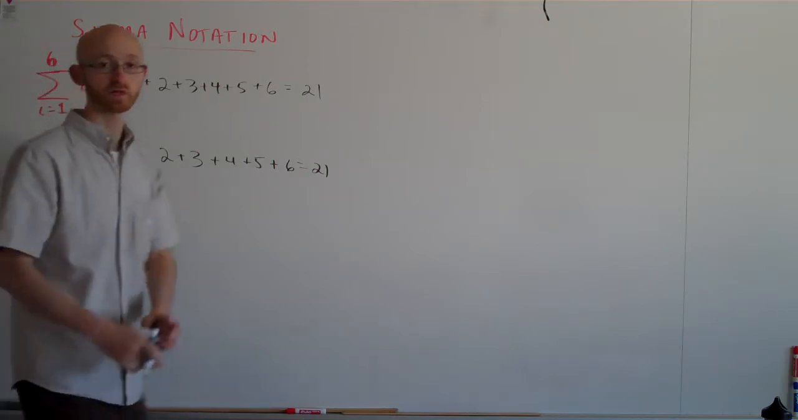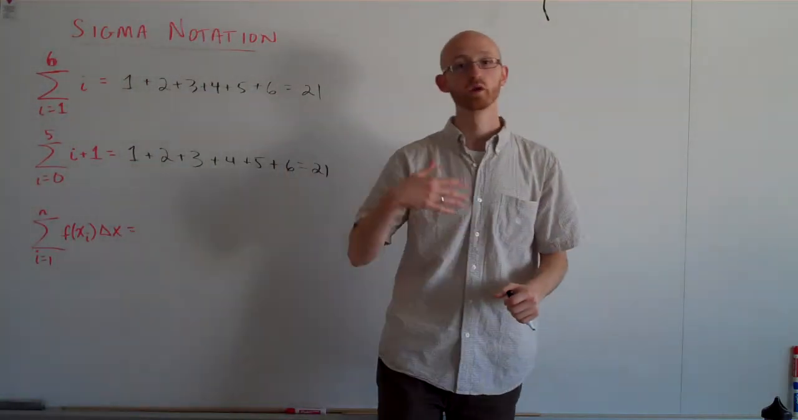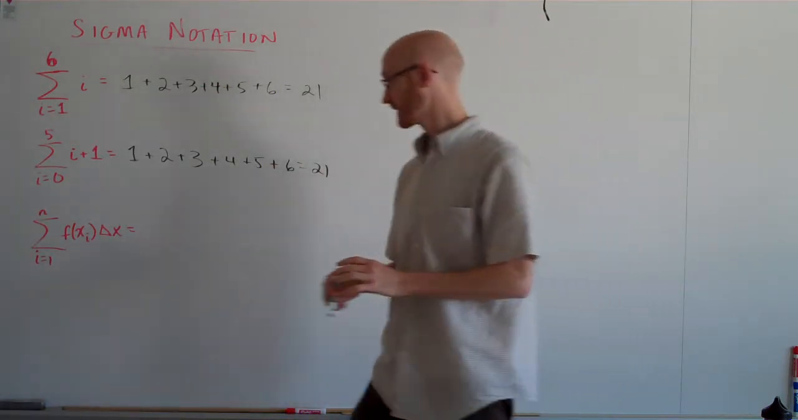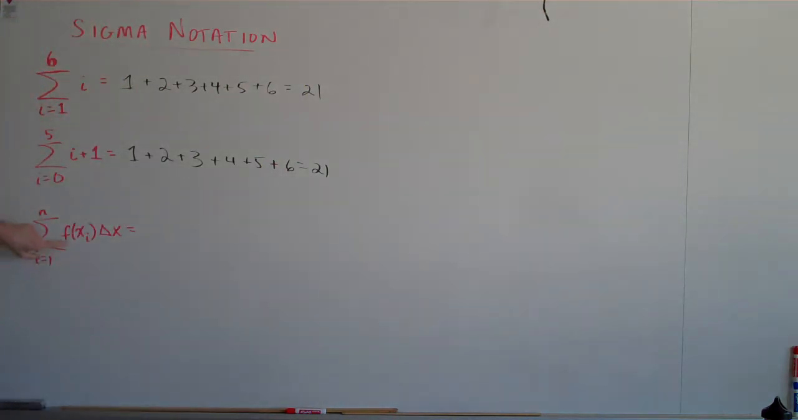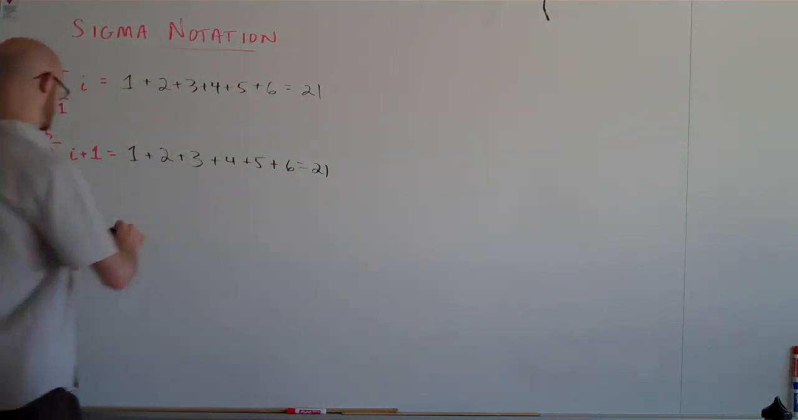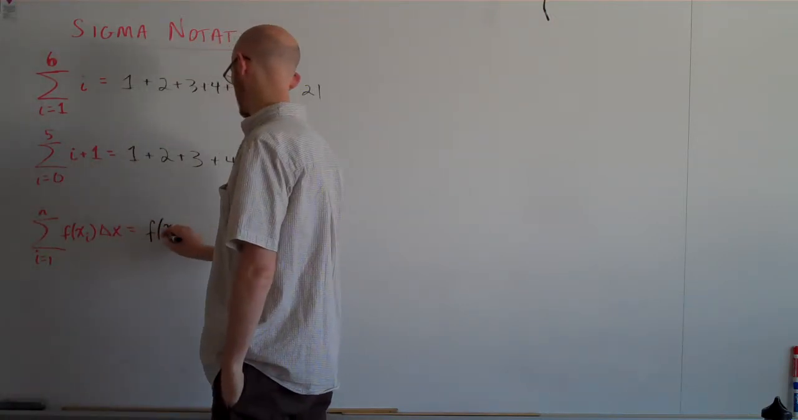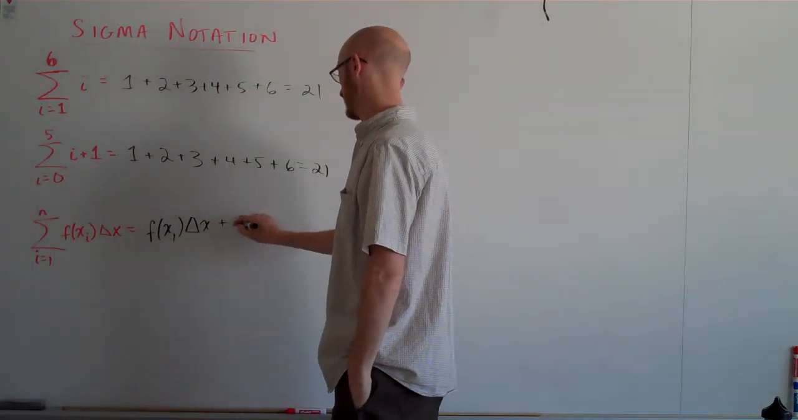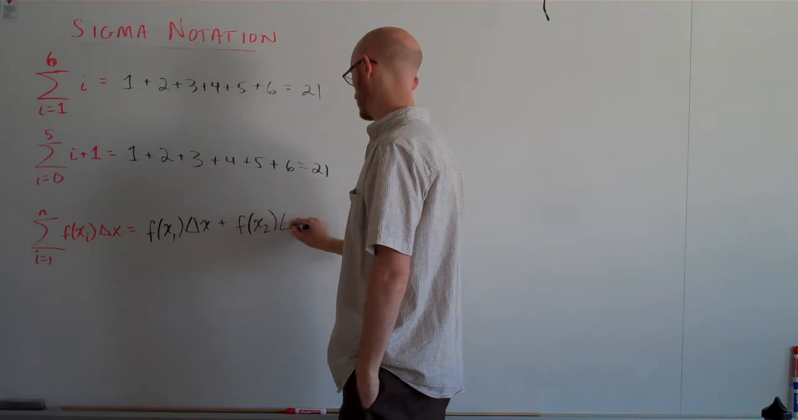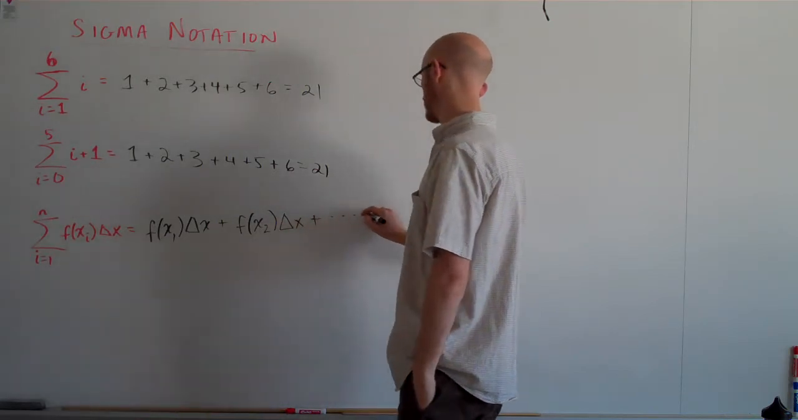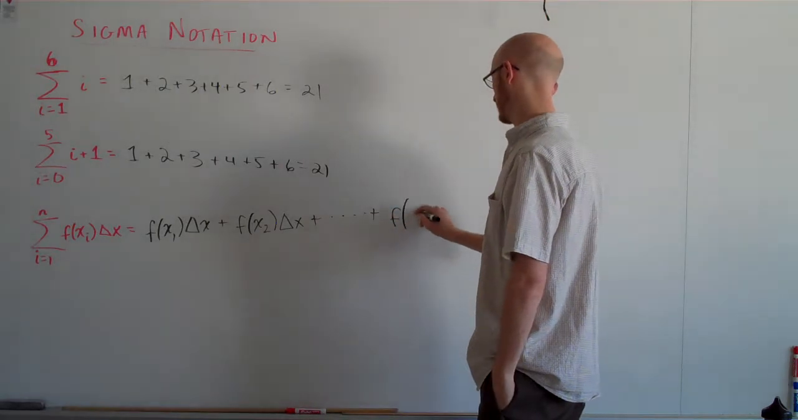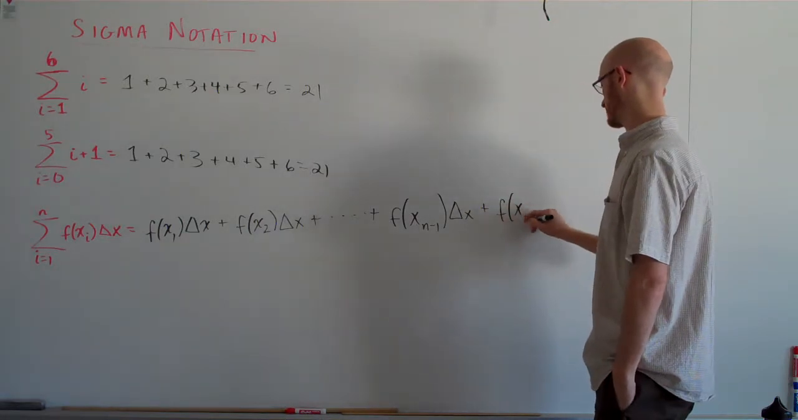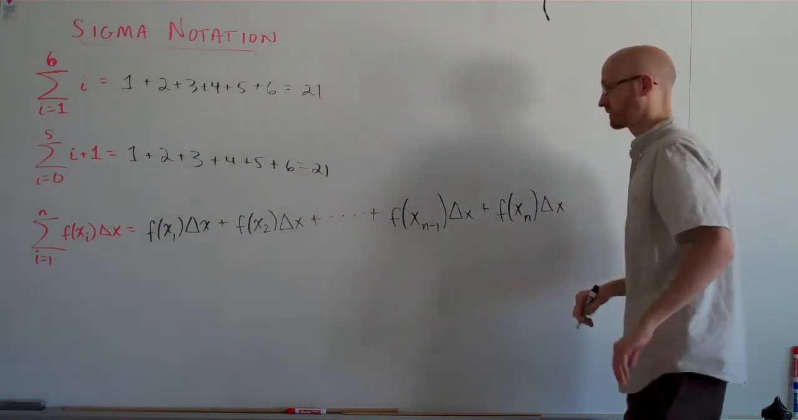sum. Lastly, this one appears a bit esoteric, but will make a lot more sense in context in maybe 3 or 4 lessons. So as i goes from 1 to n, the first thing we're going to do is substitute in here, and we get f of x sub 1 delta x plus f of x sub 2 delta x plus, that thing will go on for quite a while, f of x sub n minus 1 delta x plus f of x sub n delta x.